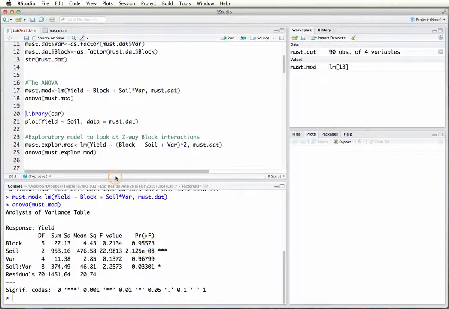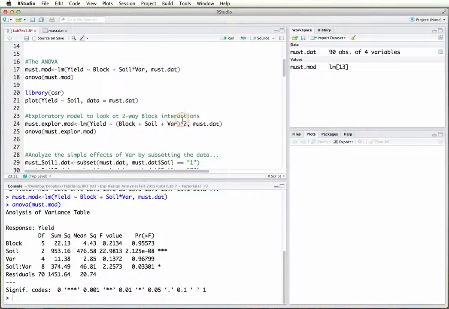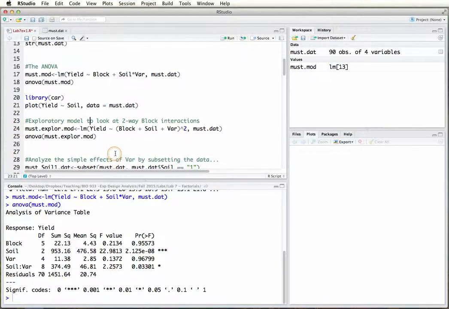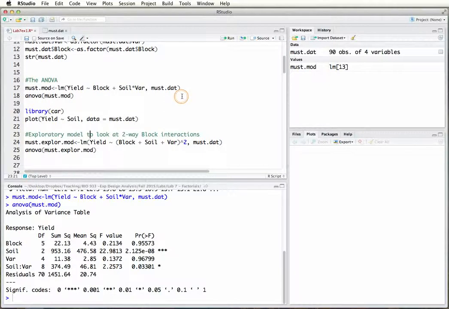Now, to do that, first thing we want to do, because it is an RCBD, we want to make sure that we're meeting all the assumptions of the model. You could grab your residuals from here, and you could run a Shapiro test. You could run a Levene's test for each of the 2 factors. You'd have a Levene's test for soil and a Levene's test for variety. All that syntax looks the same as what we've done before.